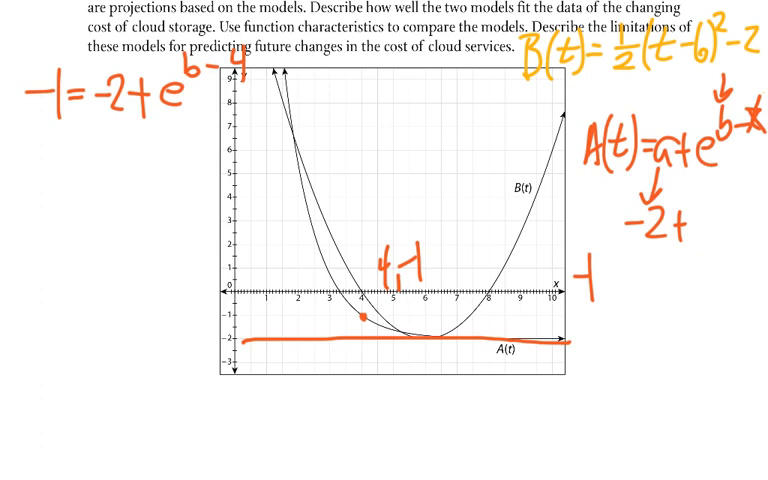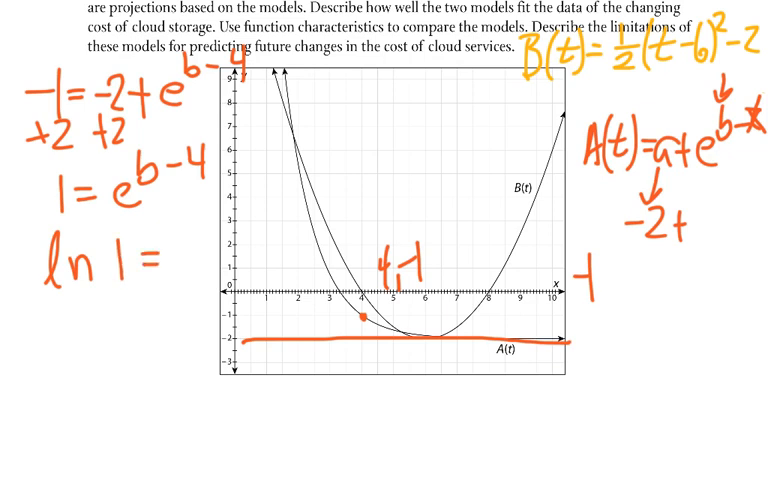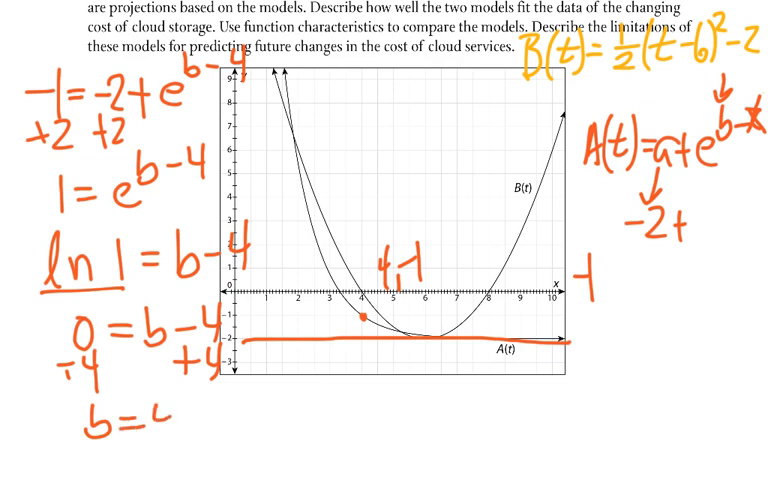Then we'd add 2 to both sides. So we get 1 equals e to the b minus 4. Then remember, back to logs, we could change this to the natural log of 1 would equal b minus 4. Now if we type natural log of 1 in there, we get 0. So then we just add 4. So b would have to equal 4.